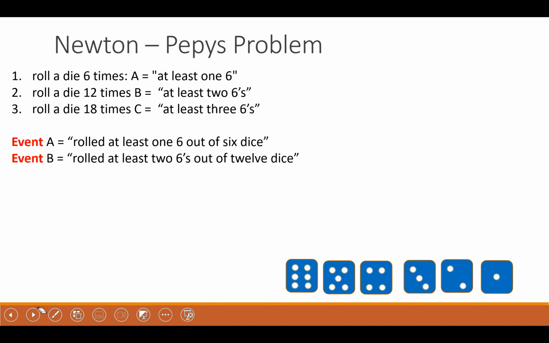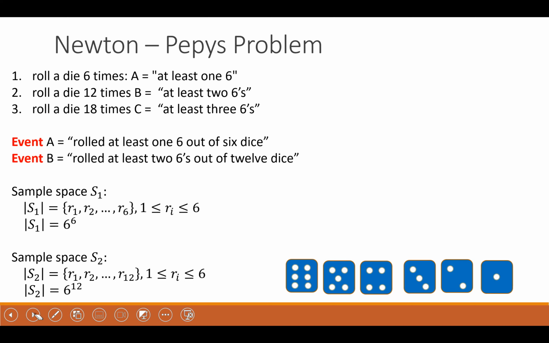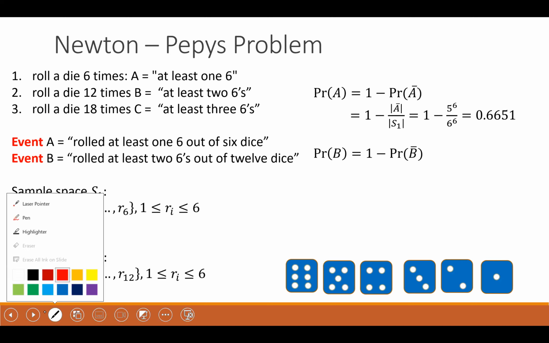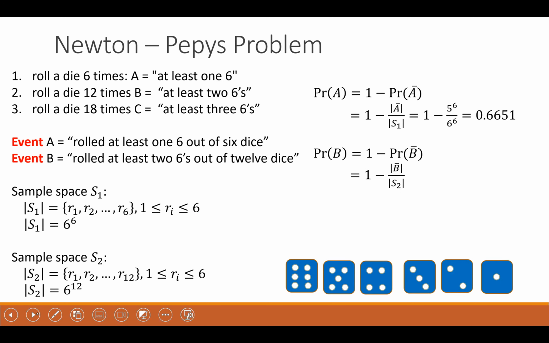Okay. So I've done 2 of my experiments. Here I've differentiated between the 2 different sample spaces. I computed the probability of A as 1 minus the probability of A complement, and for the probability of B, I did the same thing. Wow, my computer's really slowing down. But yeah, the probability of A is greater than the probability of B. So I'm more likely to roll one 6 on 6 dice than I am to roll two 6s on 12 dice. So yeah, questions so far?